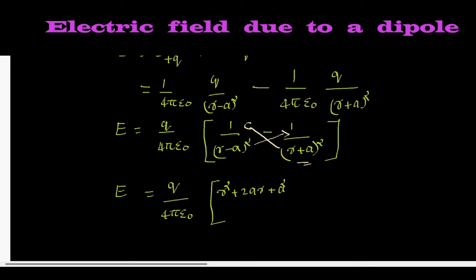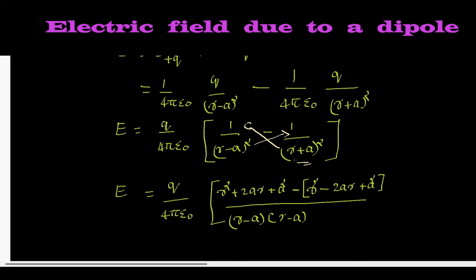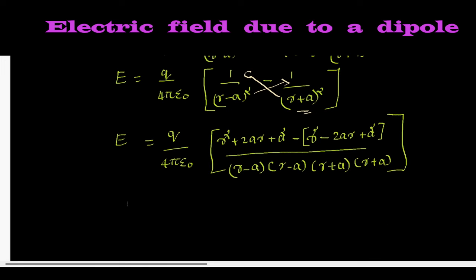Okay, so minus sign is there. I'm writing that minus sign there, and r minus a the whole square will be r square minus 2ar plus a square, and in the denominator we can write r minus a square. So r minus a square we can rewrite as r minus a into r minus a. Okay, and same like r plus a the whole square, you can write it as r plus a into r plus a.